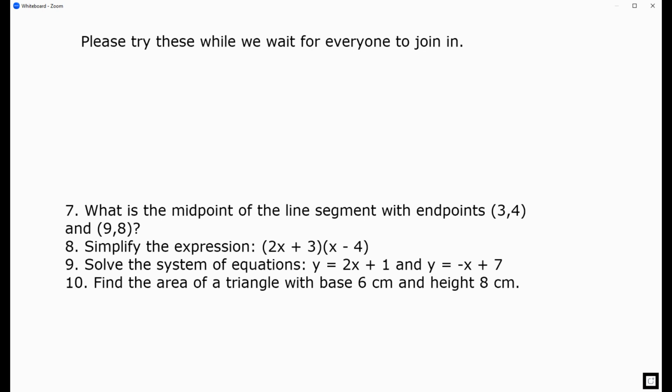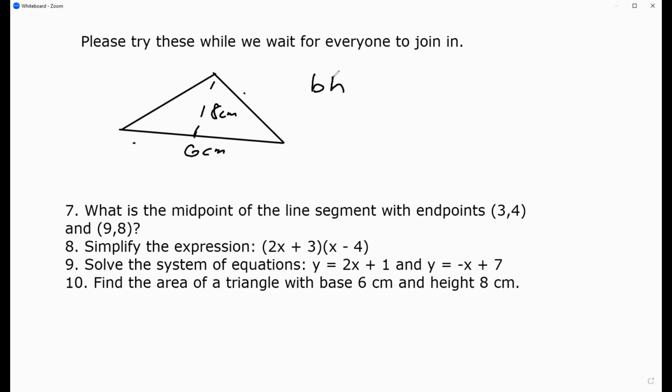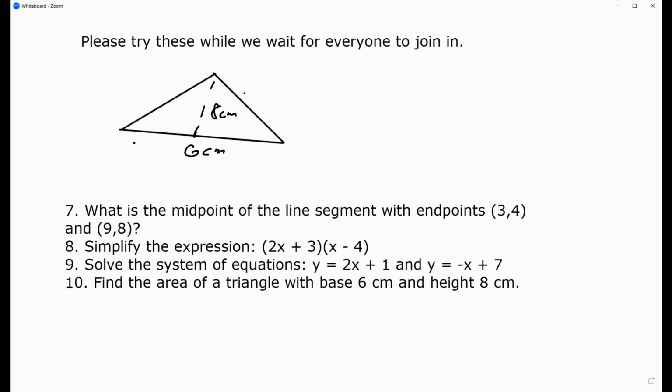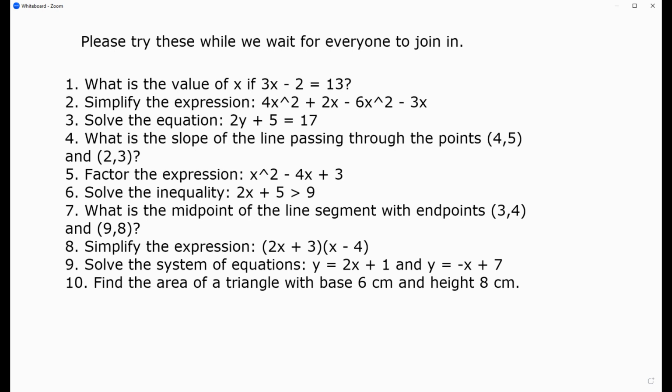Let's have a look at question number 10 now. Question number 10 looks like this. The area of a triangle with base 6 centimeters and height of 8 centimeters, we're going to take base times height divided by 2. So we take 6 times 8 divided by 2, which is 48 divided by 2, which is 24 centimeters squared. All right, find the area of the triangle with base 6 centimeters, height 8 centimeters. There you go, 24 centimeters squared. All right, and there we've solved each and every one of those questions given there.